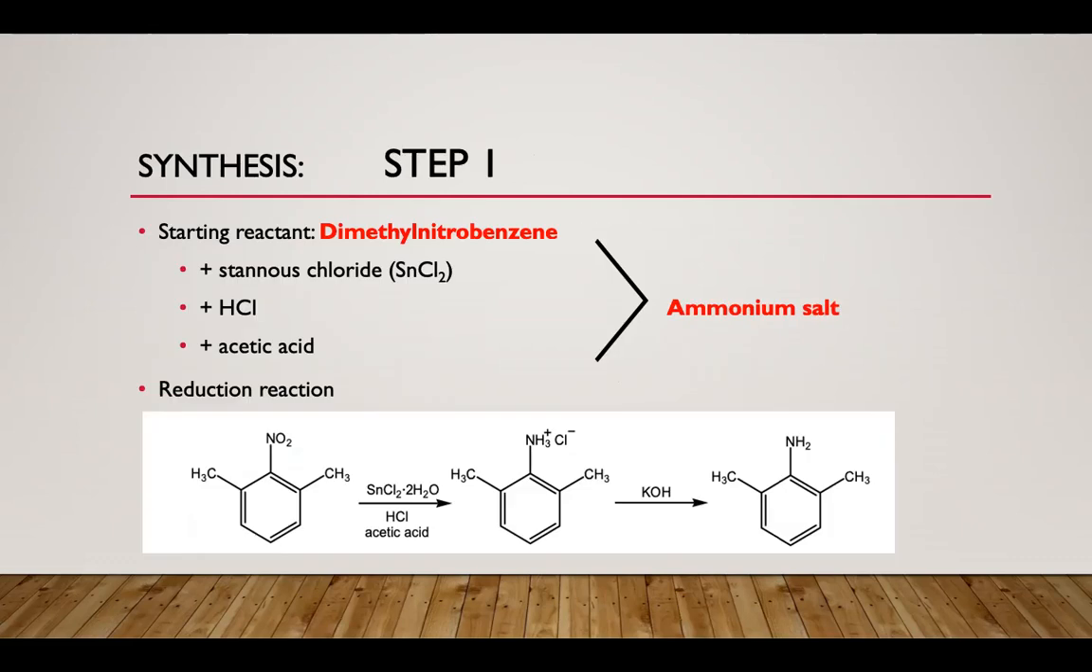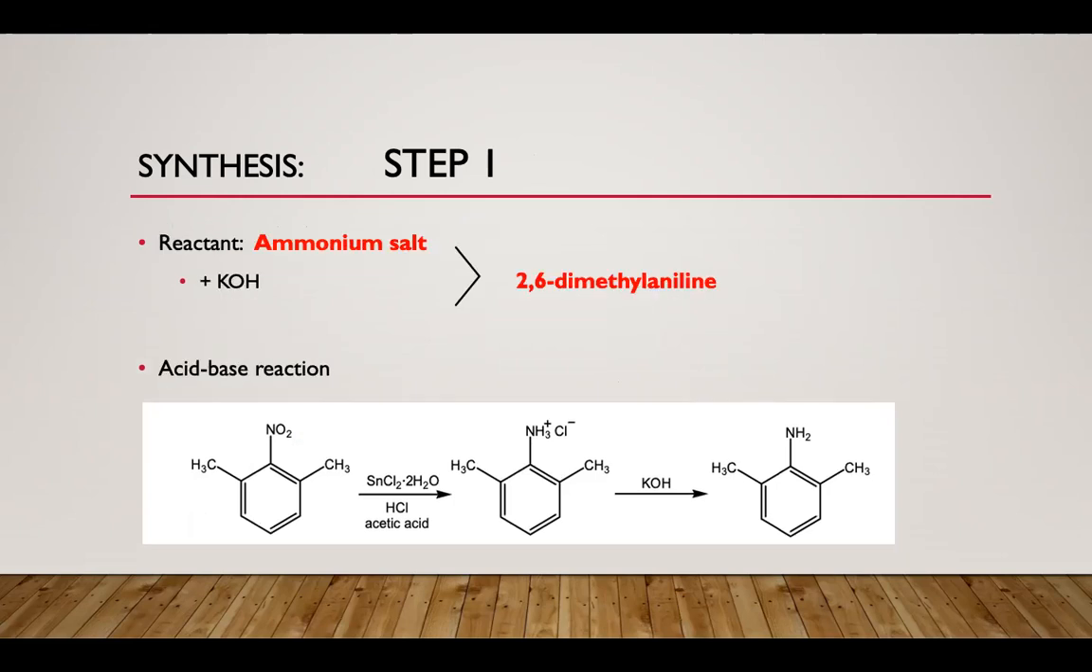In step 1, dimethyl nitrobenzene is reduced by stannous chloride in an acidic mixture of HCl and acetic acid. This makes an ammonium salt via a reduction reaction. The ammonium salt is then reacted with potassium hydroxide in an acid-base reaction to make 2,6-dimethylaniline.